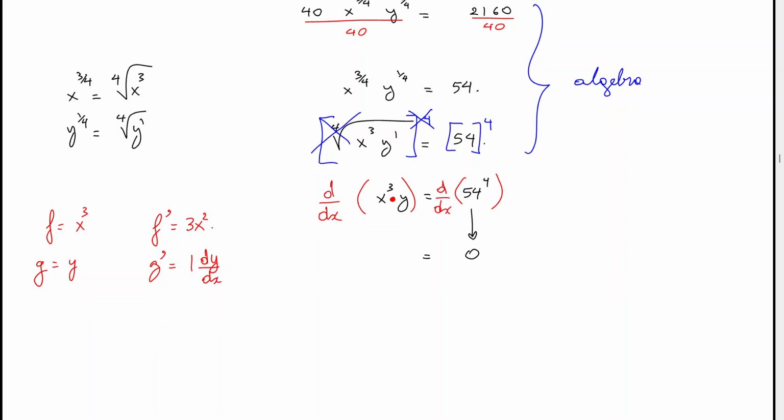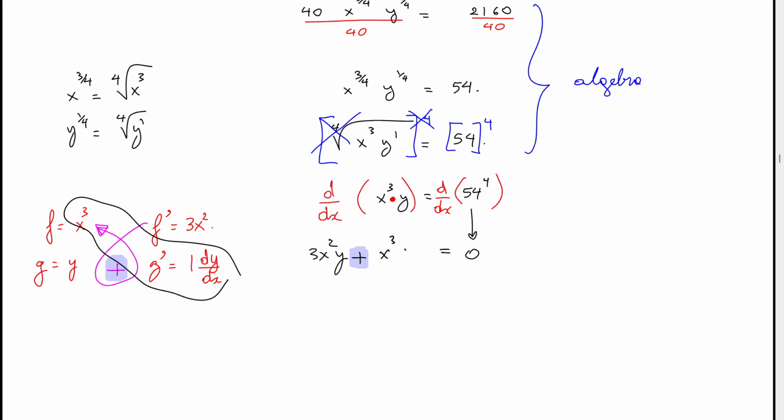And now the rule tells me multiply f prime g and then g prime f and add them in the mix. So that means multiply these corners, we get 3x squared y. Then the rule says add. That's what is written right there in the middle. So what am I adding? The product of these two corners. And remember, x cubed times 1 is just x cubed, with the dy over dx going to the right.